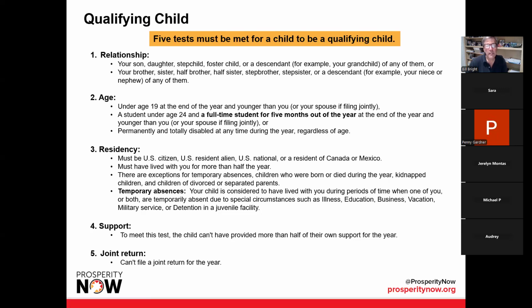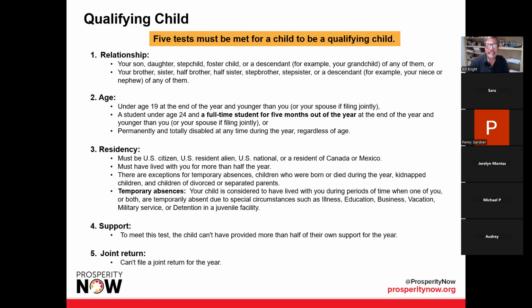So the relationship, it's pretty straightforward. Your son, daughter, stepchild, foster child, or a descendant of those. In other words, a grandchild, or any of them, okay, or your brother, sister, half brother, half sister, stepbrother, et cetera, or a descendant, which would mean your niece or nephew of any of them. All right, so that's pretty straightforward as far as what generally there's got to be some sort of a linear relationship to qualifying as a child.